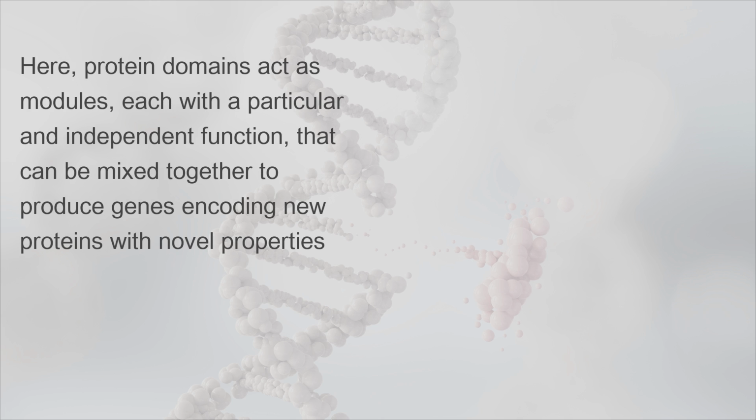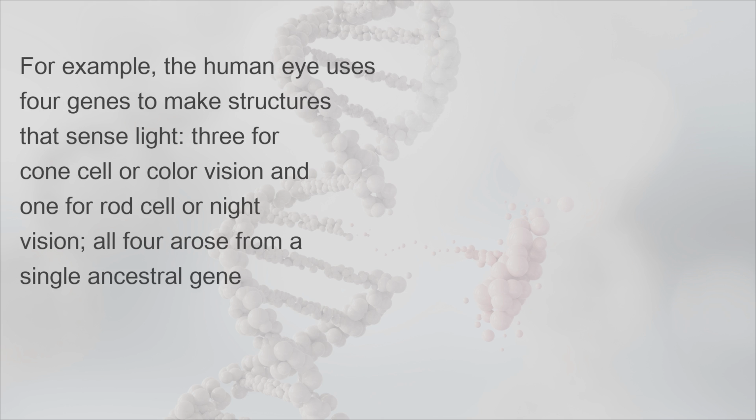Here, protein domains act as modules, each with a particular and independent function, that can be mixed together to produce genes encoding new proteins with novel properties. For example, the human eye uses 4 genes to make structures that sense light, 3 for cone cell or color vision, and 1 for rod cell or night vision. All 4 arose from a single ancestral gene.